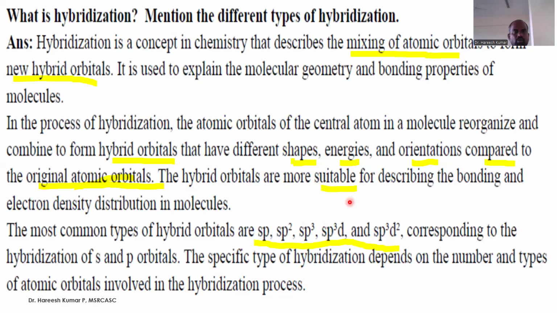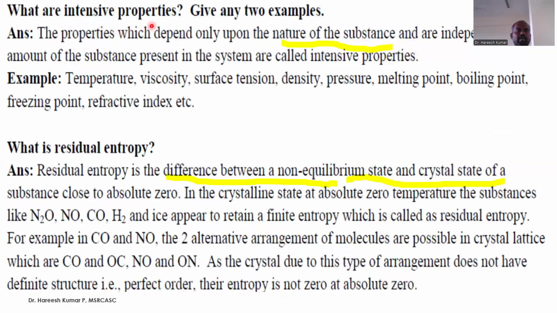Let's take one more question. What are intensive properties? Give two examples. The properties which depend upon the nature of the substance and are independent of the amount of substance present in the system are called intensive properties. Temperature, viscosity, surface tension, density, pressure, melting point, boiling point, freezing point, and refractive index are examples of intensive properties.